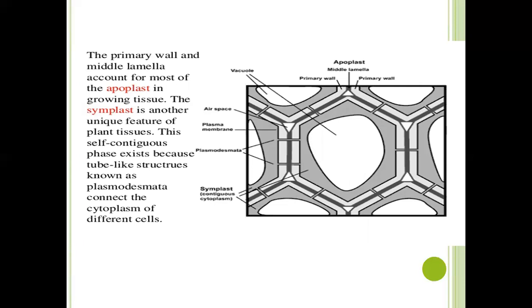The symplast is another unique feature of plant tissues. This self-contiguous phase exists because tube-like structures known as plasmodesmata connect the cytoplasm of different cells. This is the apoplast structure, which is present to join the primary wall. This is the vacuole. These are the air spaces. This is the plasma membrane. This is the pipe-like structure. We call it a plasmodesmata, which is tubular, and this is the symplast.